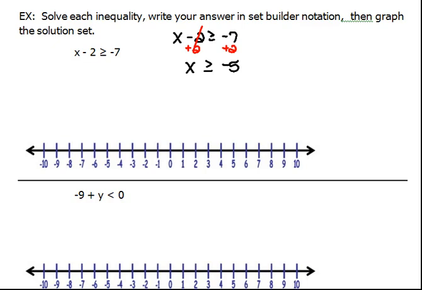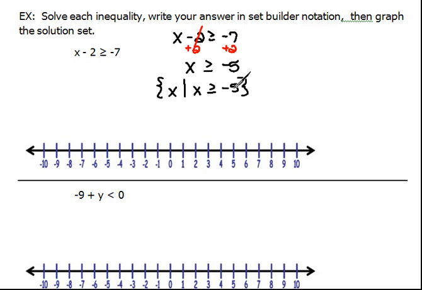Now we're going to write this in set builder notation, which means we're going to start out with a brace, which means the set of. And then we're going to put an x, so that means all x's. And then the straight line means such that. And then we write our argument and close the brace. This literally means the set of all x's such that x is greater than or equal to negative 5.